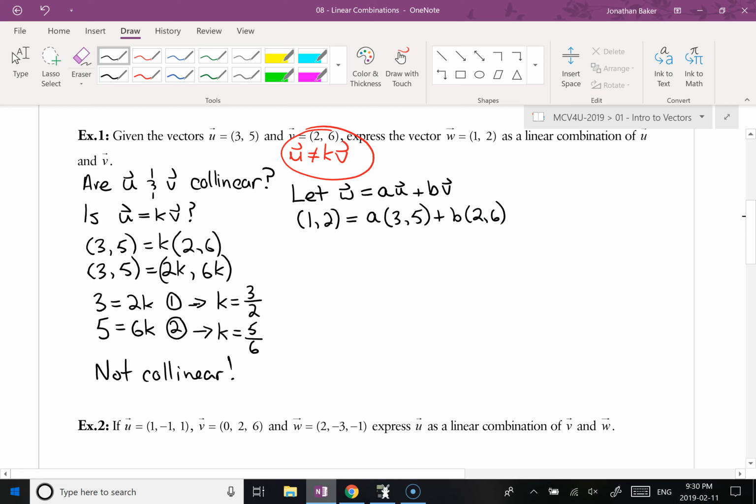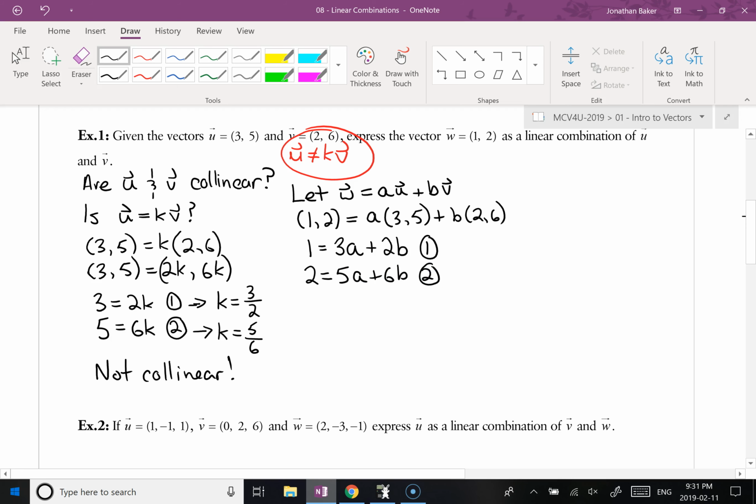All right, and again, here we have two equations, because we actually have two coordinates. We have x and y in each term. So we can split this into two equations. We can say that 1 is equal to a times 3, so 3a, plus the x values here, which is plus 2 times b. And we can say that 2 is equal to 5 times a plus 6 times b. And that's our equation number 2.